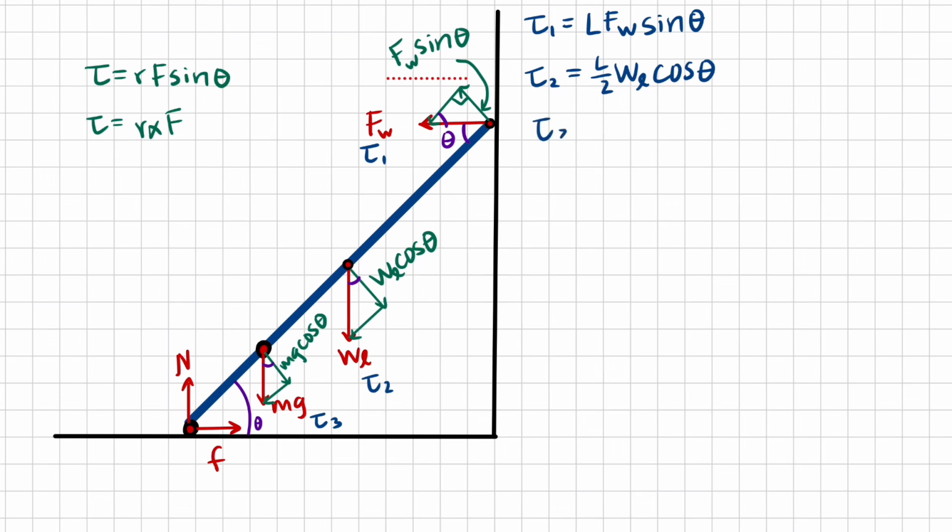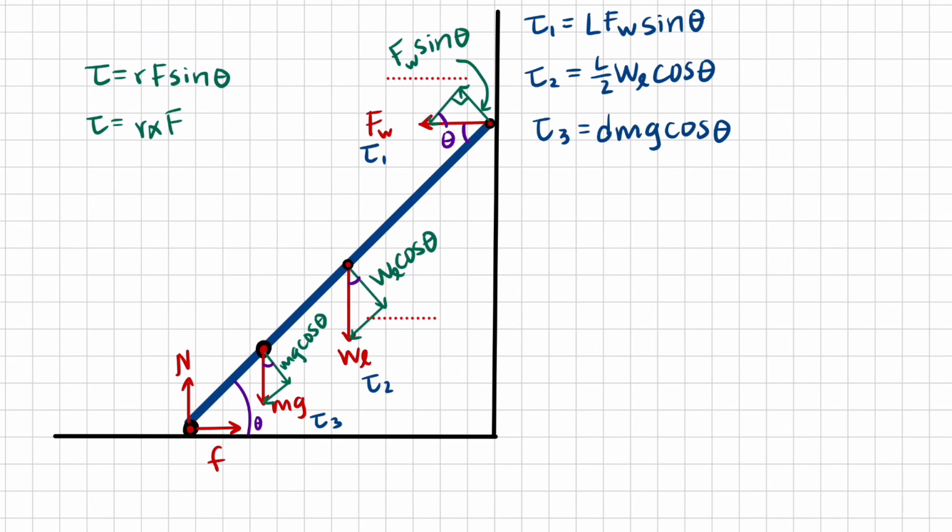For torque 3, we have this distance here. That distance, we called it D. It was 1.8 meters, the distance to the person, to the kid. So then it'll be D. And then the force is the weight of the kid, so mg. And then the perpendicular component had to do with the cosine, so cosine theta.